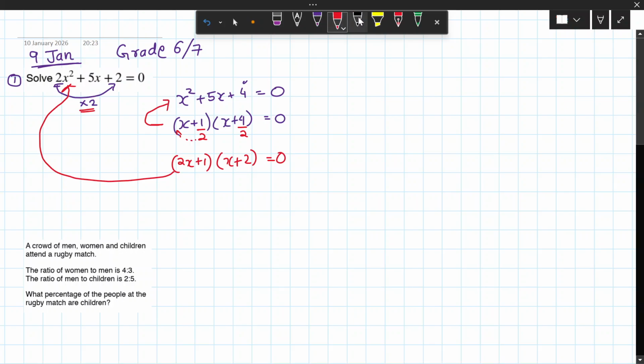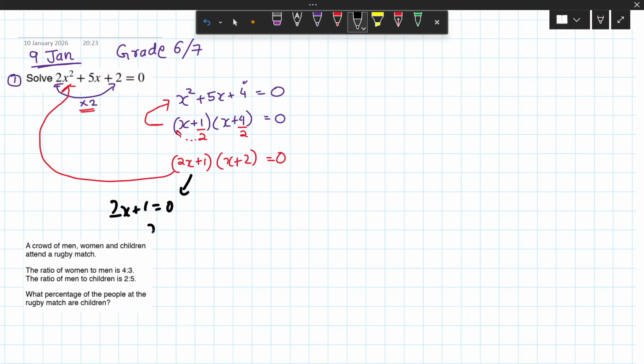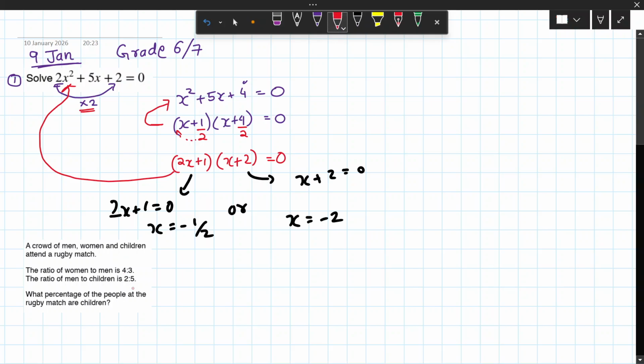Now, if you want to solve an equation, you look at the first factor. Imagine that that is equal to 0. So if 2x plus 1 is equal to 0, x would be equal to minus a half. Or you could also claim the second factor is 0. So if x plus 2 is equal to 0, that means x is equal to minus 2. So those are the two solutions of the first question.